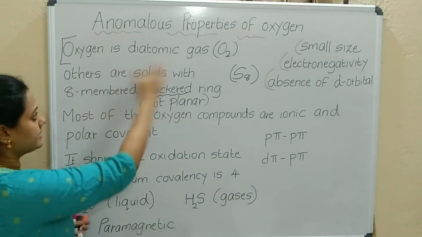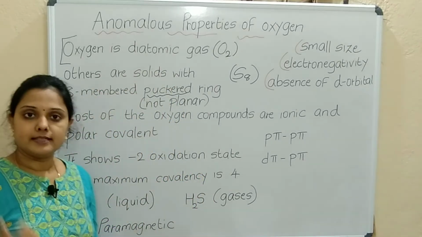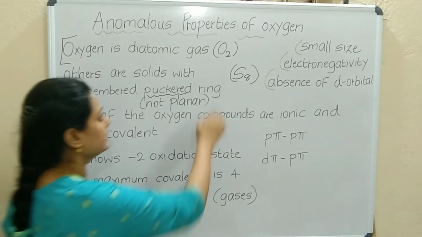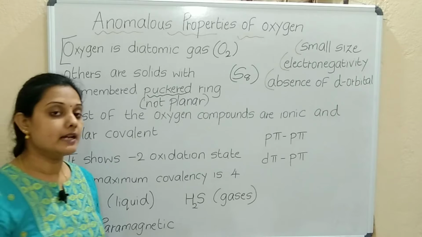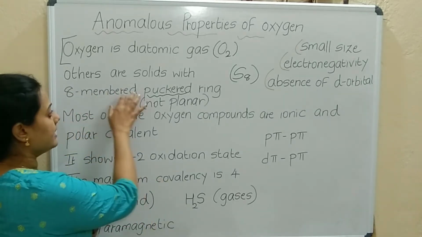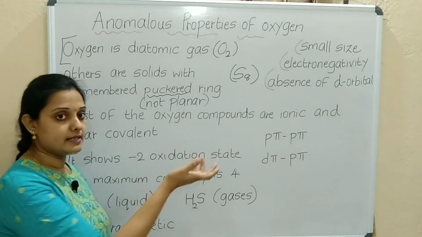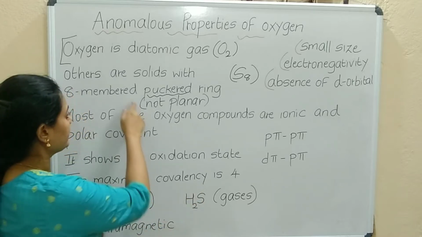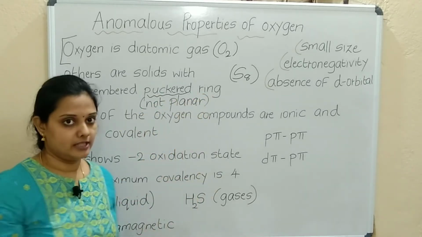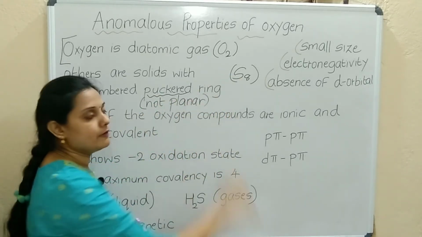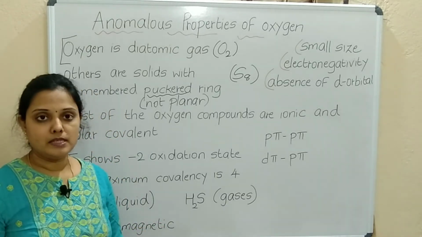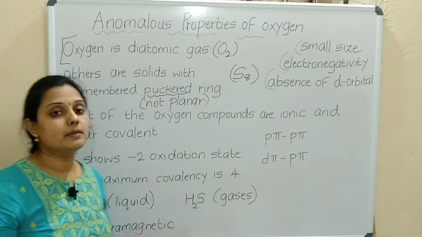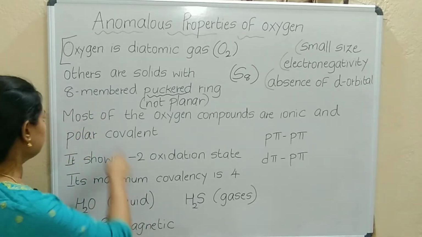Okay, let's discuss now. Oxygen is a diatomic gas, it exists in the O2 form, but the rest of the elements are solids and they are 8 membered. They exist as octaatomic with a puckered ring structure. For example, sulfur exists as S8. Puckered ring structure means the atoms are not in a plane, not planar.